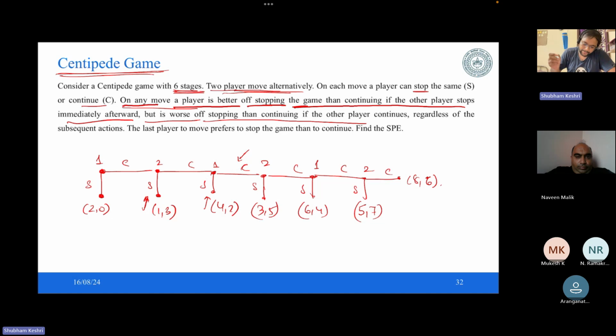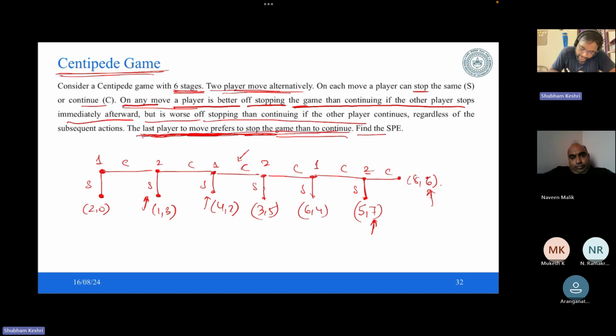All right, I hope you have read the question. The question says the last player to move prefers to stop the game than to continue. Look at this utility: this is the last player, and player 2 is the last player. The utility of player 2 when he continues is 6 instead of 7 if he stops. The last player to move prefers stop instead of continue. So this is the last statement.